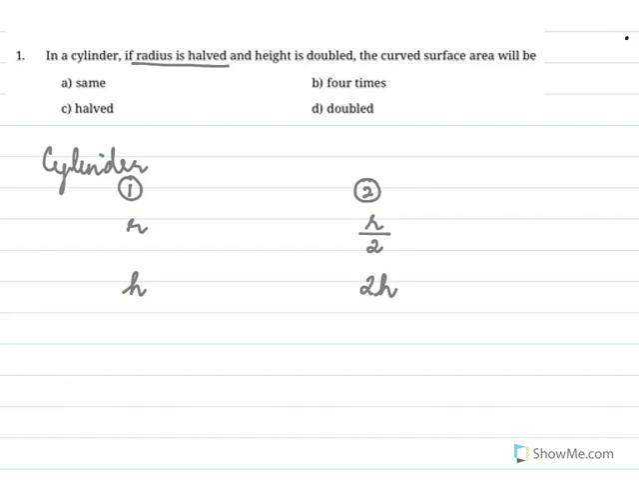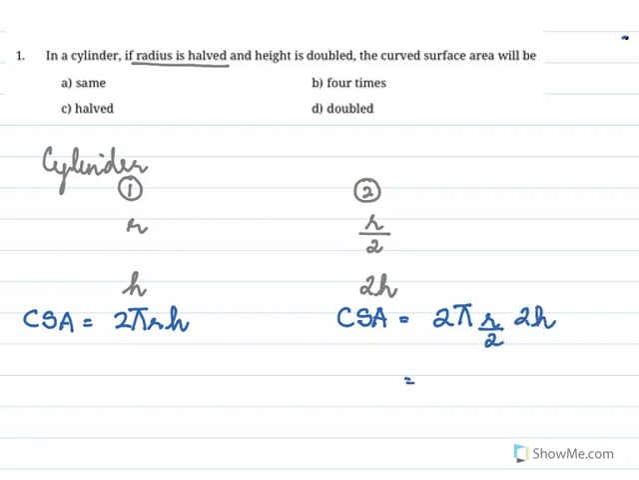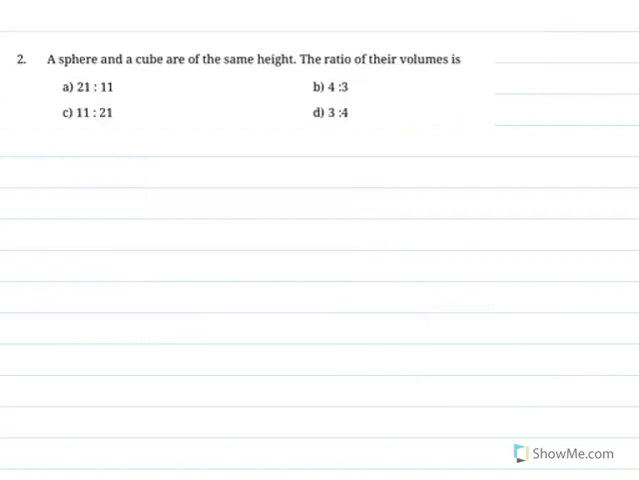Now the CSA of the cylinder we know is 2 pi r h. So in the first case it is 2 pi r h. In the second case it will be 2 pi, the r is r by 2 and the h is 2h. Now the 2 will cancel out and you get 2 pi r h. Thus we see that the CSA in the first case is 2 pi r h and in the second case also 2 pi r h. So it remains the same.